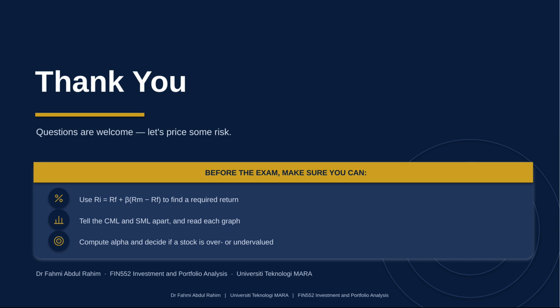And third, compute alpha, the actual return minus the CAPM expected return, and use it to decide whether a stock is overvalued or undervalued, and therefore whether to buy or sell. Practice the Mr. Hafiz example and the 4-stock example until they are second nature. If you can do all of that, you are ready not just for the exam, but to think like a real analyst who knows exactly what return is fair for any level of risk.